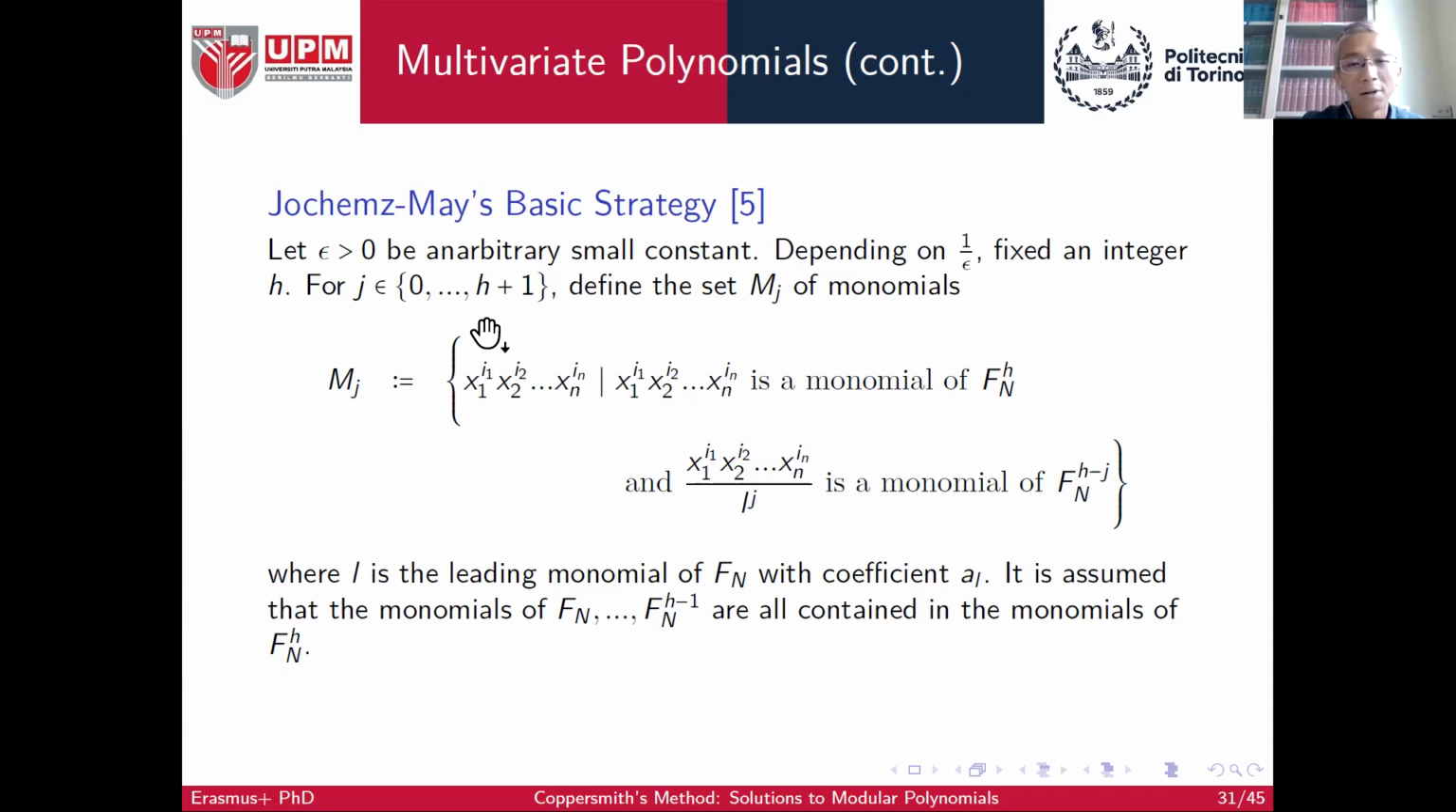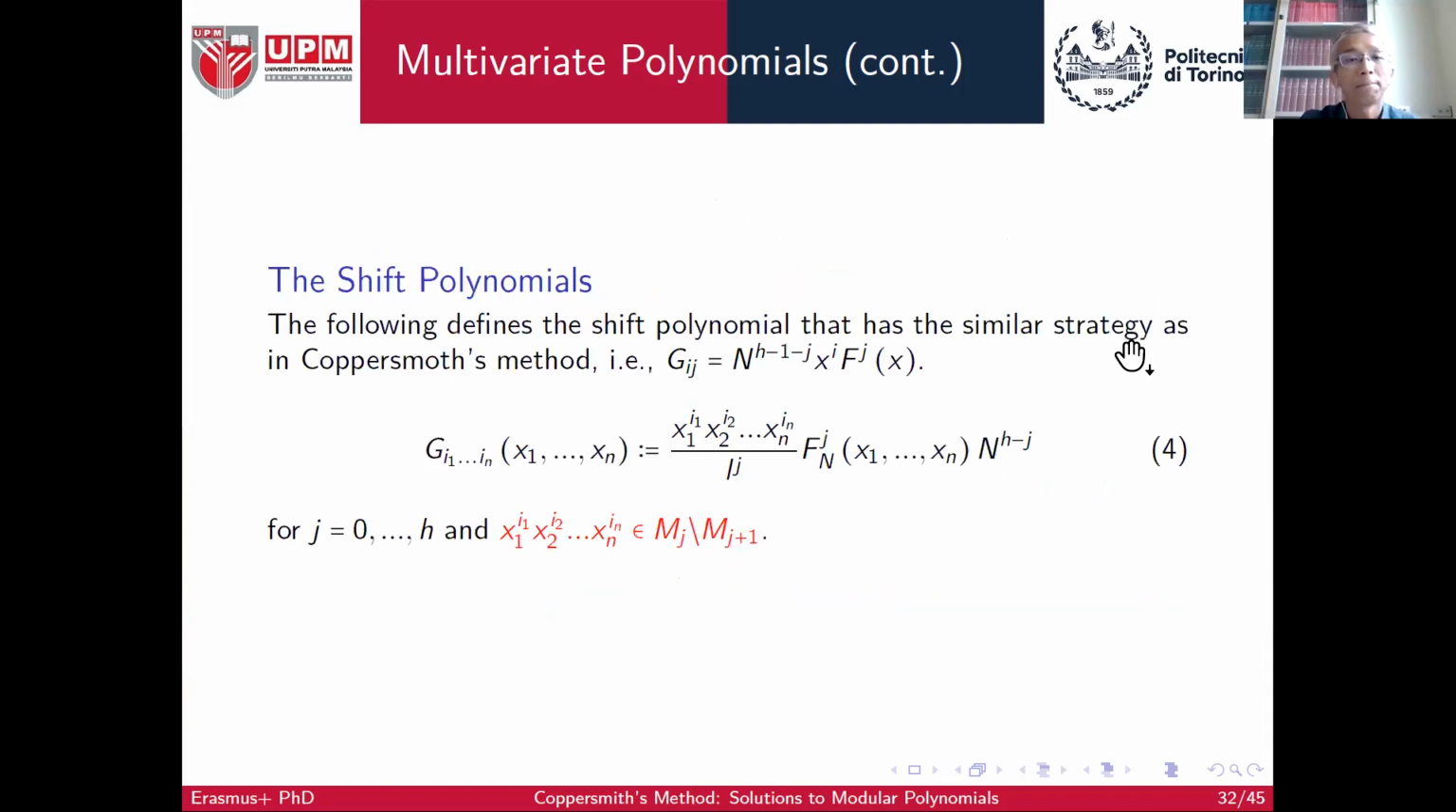So this is the set of M_j defined, where l is the leading monomial of f_n with coefficient a_l. So it is assumed that the monomials from f until f^(h-1) are all contained in the monomials of f^h. At first glance, reading this set notation might be confusing, so later on, I will also try to demonstrate using an example to catch your attention in a simpler way.